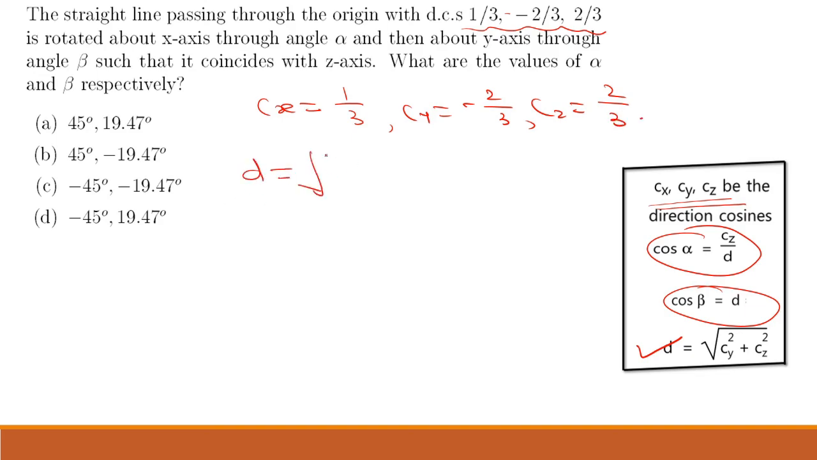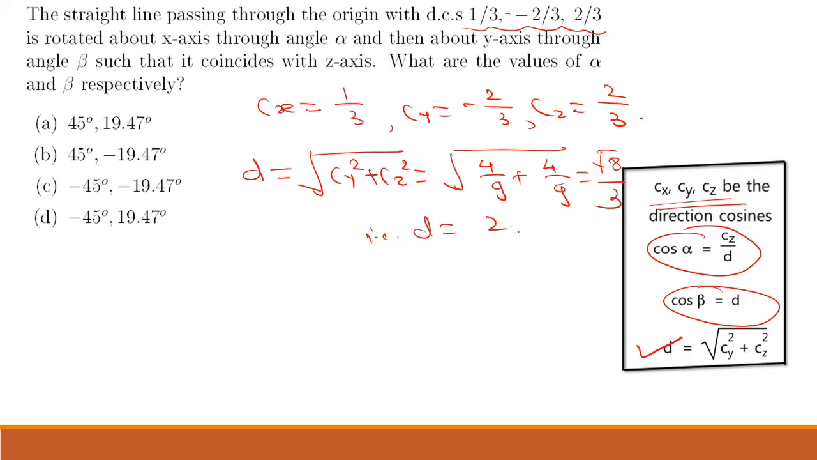Now d is nothing but root of cy square plus cz square. Okay, now what is cy square? That is 4 by 9, plus what is cz square? That is again 4 by 9, so that will be 8 by 9, and root of 8 by 9 will be what? Okay, so just root 8 by 3. And you can also write root 8 as 2 root 2, so d will be equal to 2 root 2 by 3.